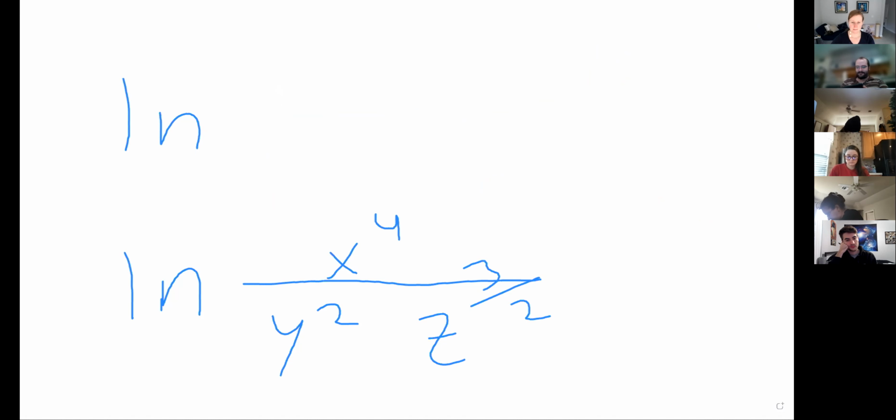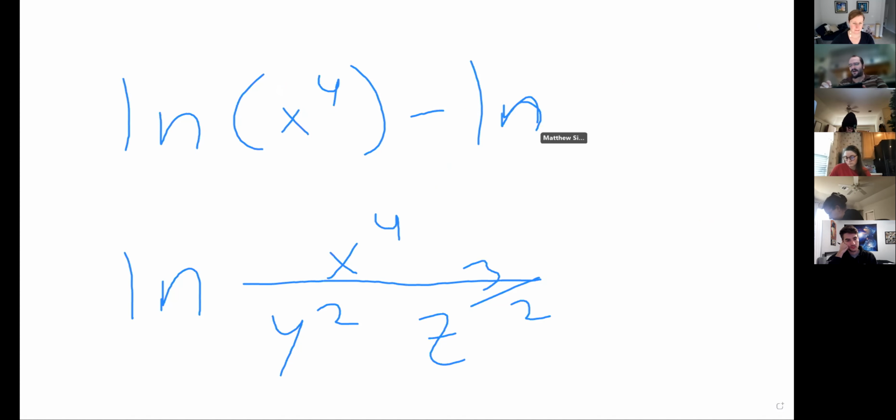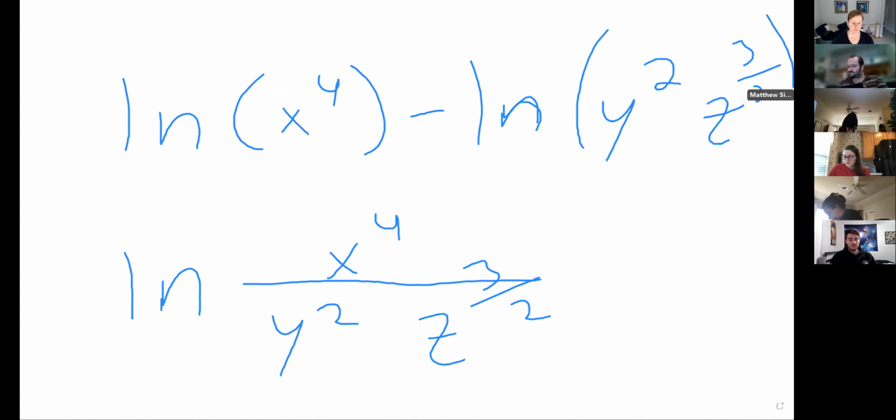And if we do that, this is ln of what you said, x to the 4th. So someone already told me that we have subtraction. So it should be the numerator subtracted by the denominator. So I should start out with ln of x to the fourth, and I should be subtracting ln of y squared, no, x squared, square root of z to the 3 over 2. So it should be y squared. Y squared z to the 3 halves. That's it. Sorry, it's not x.